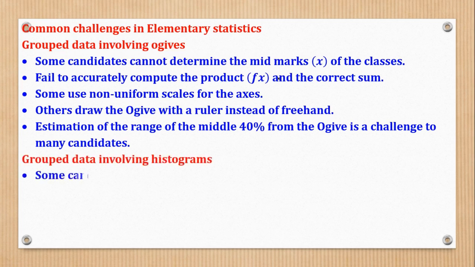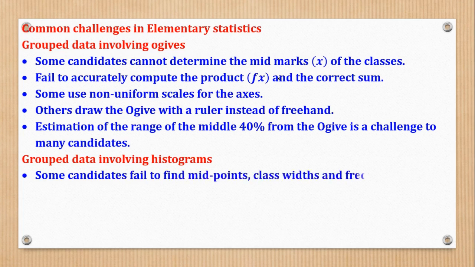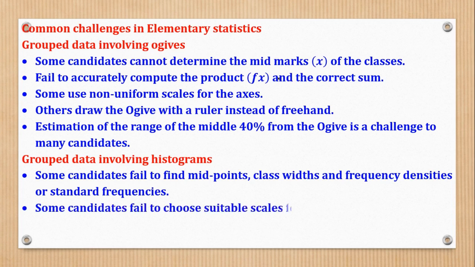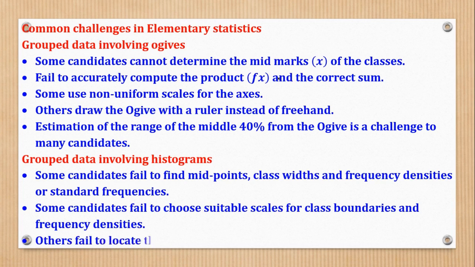The ones for histograms, still, if they ask for mean, midpoints is a challenge. And frequency density, for a histogram, you must get frequency density, especially when the class widths are unequal. And for A-level, class widths will always be unequal in case they ask for a histogram. Some candidates fail to choose a suitable scale. So when you choose the wrong scale, already marks have gone.